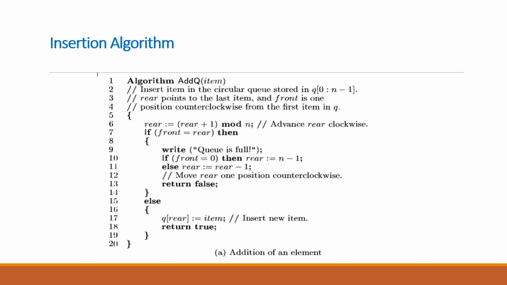Or else, if the queue is not full, that means there is place, then we increment the rear pointer, then insert an element into that rear position. So that is the statement: Q[rear] equals item. Here we are inserting the new item into the existing queue. It returns true. So this is the whole process we can call addition of an element into the queue.